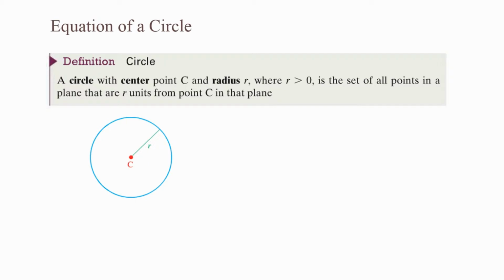Equation of a circle. Definition. A circle with center point C and radius r, where r is greater than 0, is the set of all points in a plane that are r units from the point C in that plane.